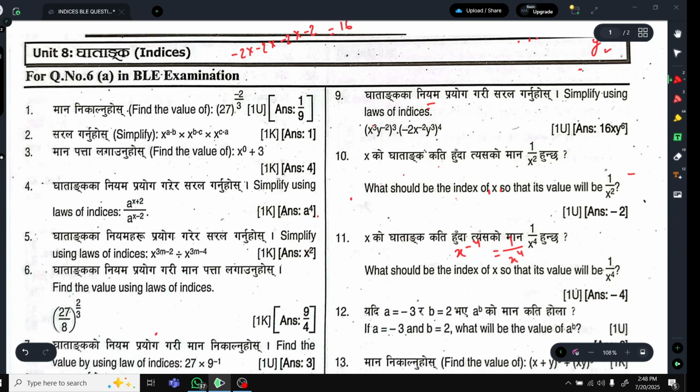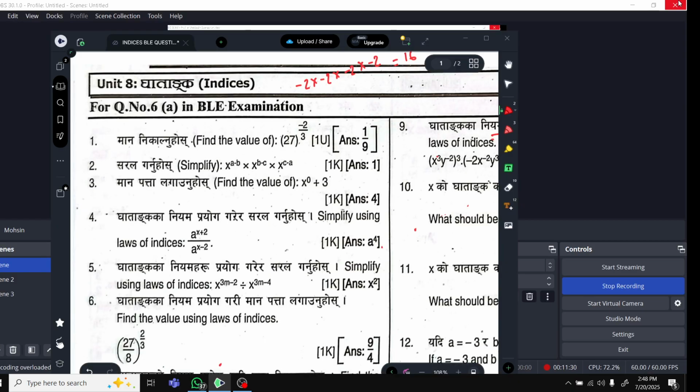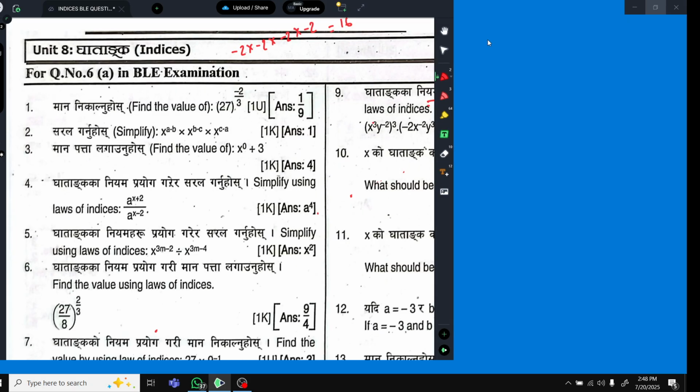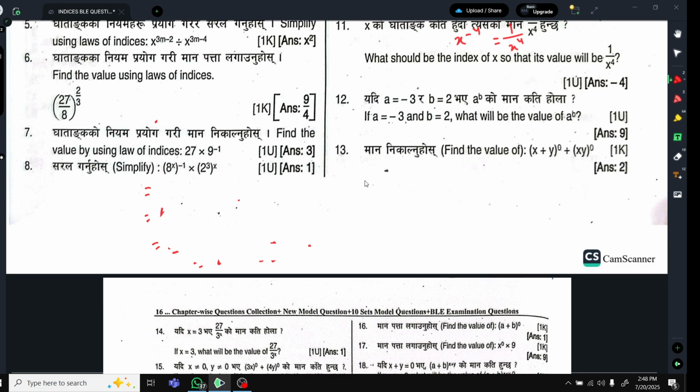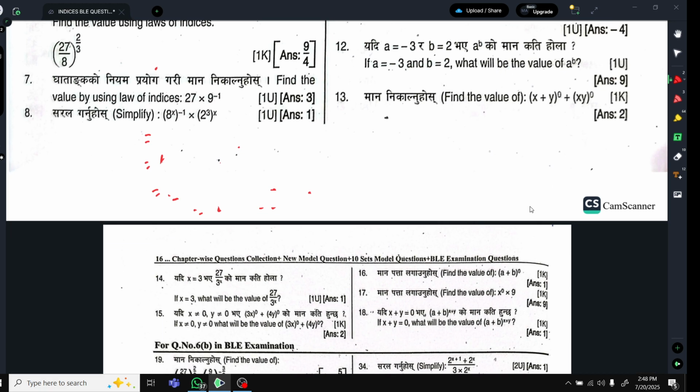Okay, let us come down to question number 12. What will be the value of a to the power b? Let us substitute the value. For question number 12, the value of a is minus 3 and the value of b is power 2. So 2 times minus 3 will give us minus into minus plus, 3 3s are 9. Plus 9 is going to be the value. Even power, the answer will come in positive.